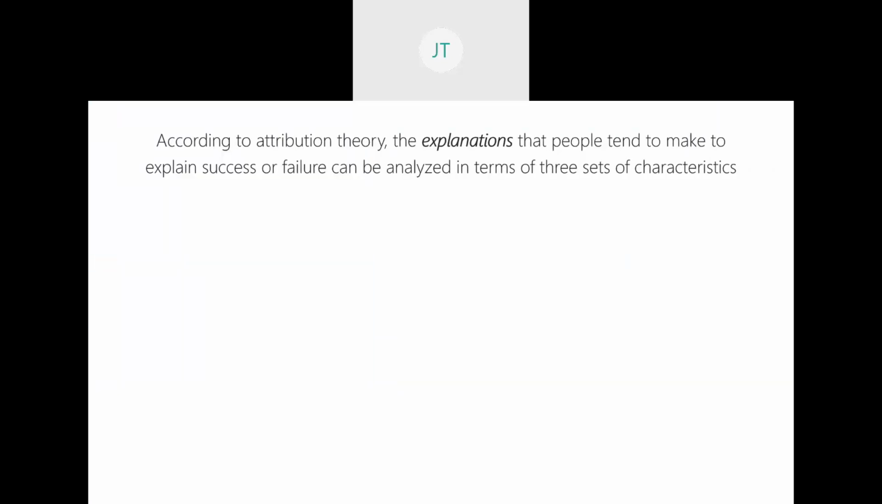According to attribution theory, the explanations that people tend to make to explain their successes or failures can be analyzed in terms of three sets of characteristics. And this is all now becoming very pragmatic, scientific. You can see it in action, especially in the education world, or the training world in corporate.